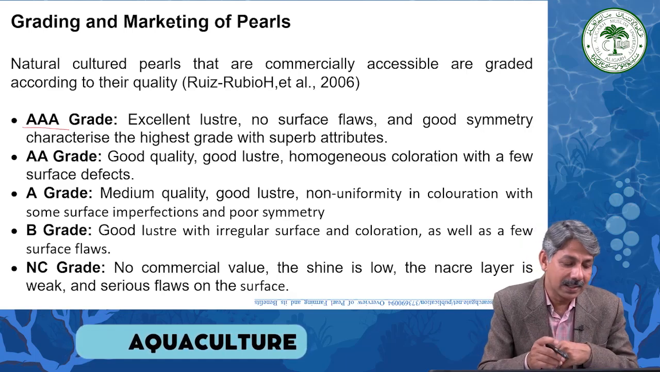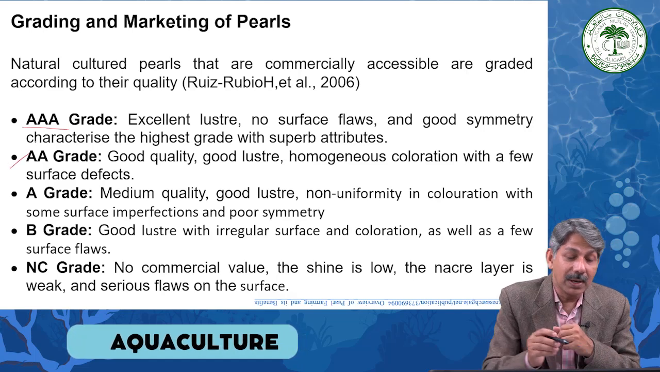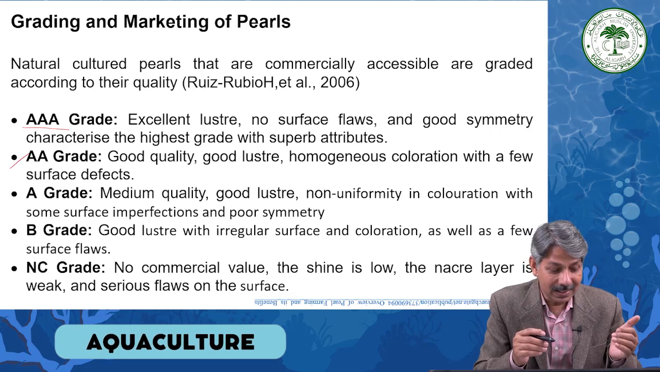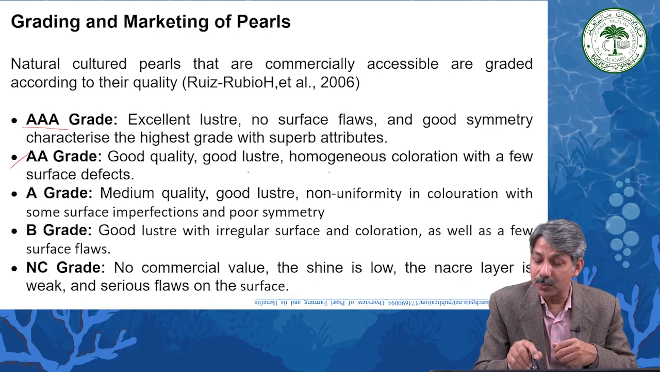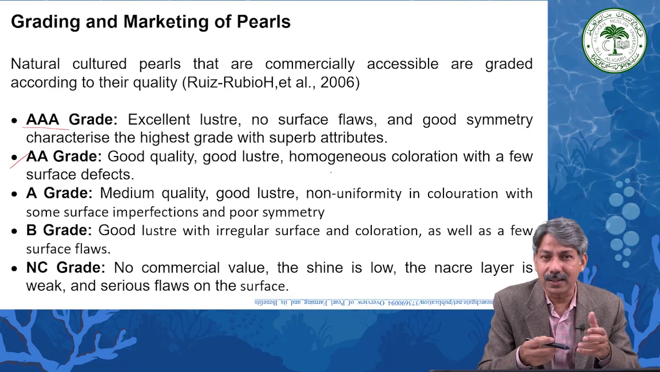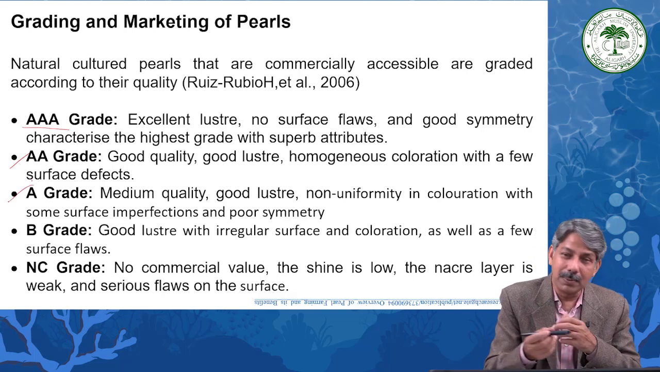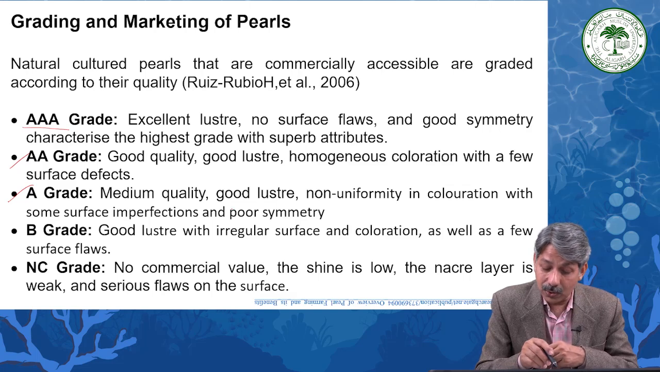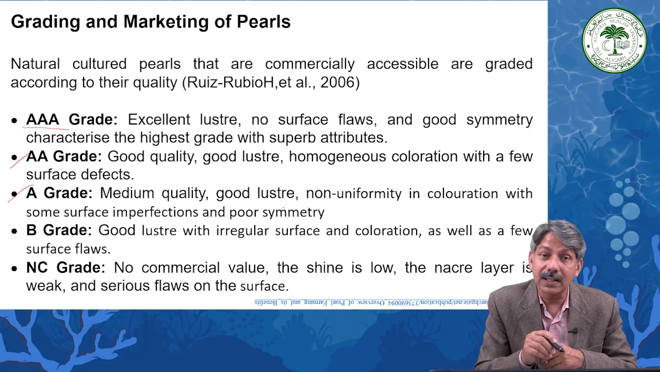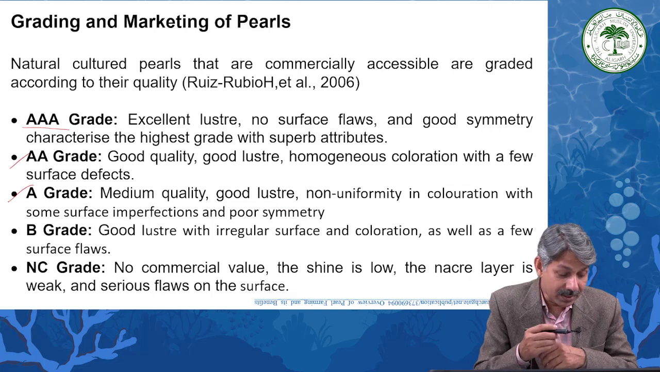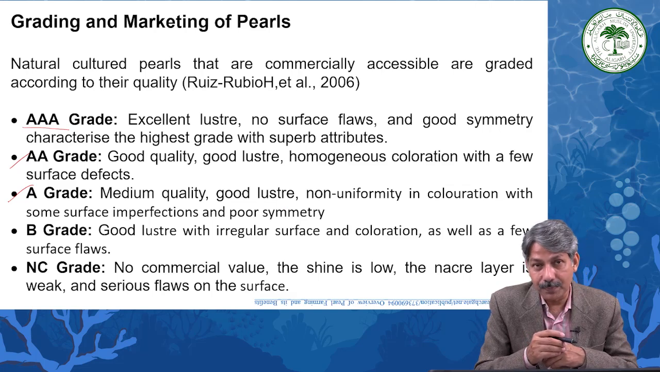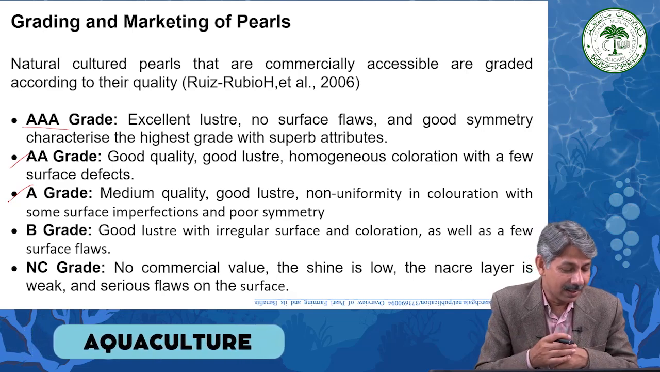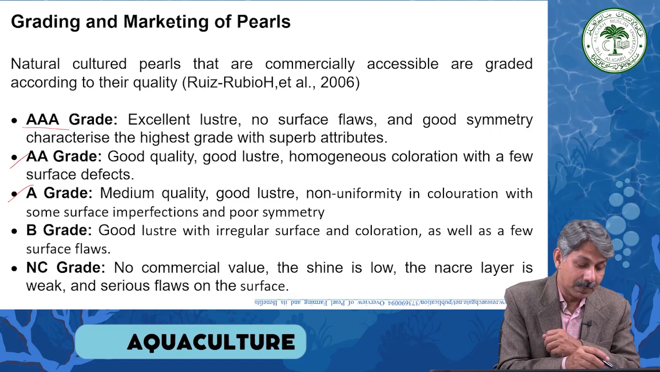Now, second, AA grade. Good quality, of course, slightly less than the AAA grade. Good luster, homogeneous coloration, with a few surface defects that may be found, but not very easily. A grade, medium quality, good luster, non-uniformity in coloration with some surface imperfections and poor symmetry. In fact, when you harvest the pearls, you will have to grade accordingly, and that is the way you will get the price for that.